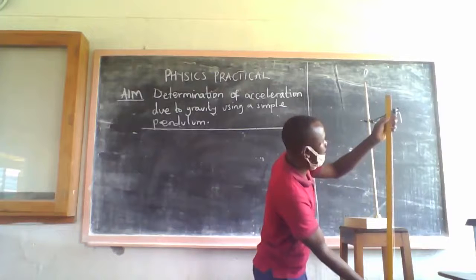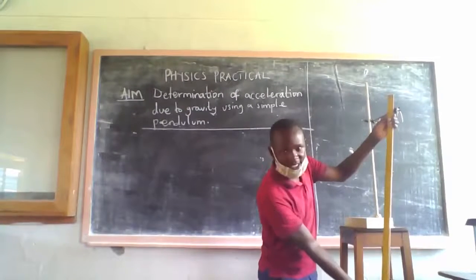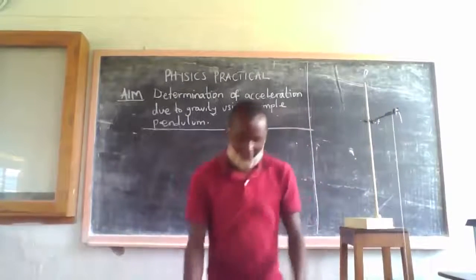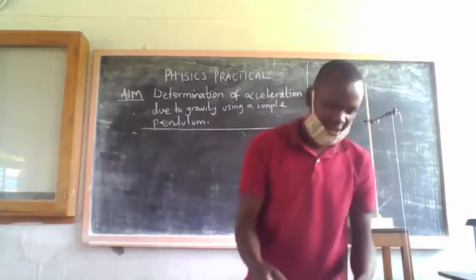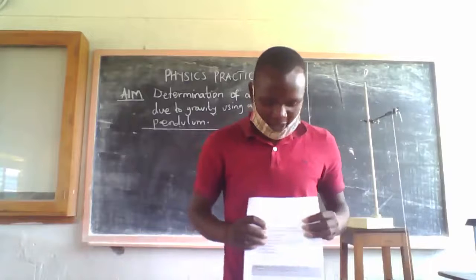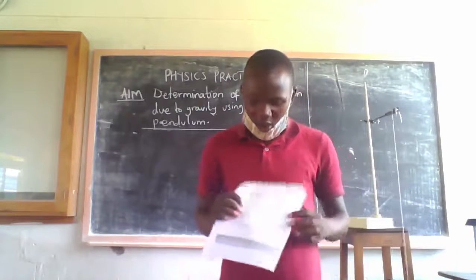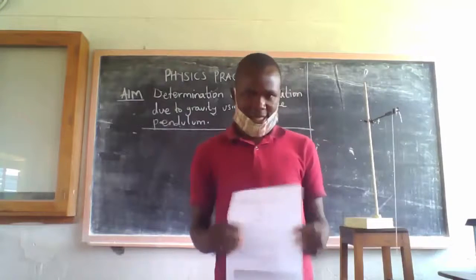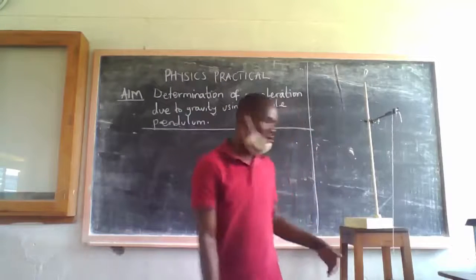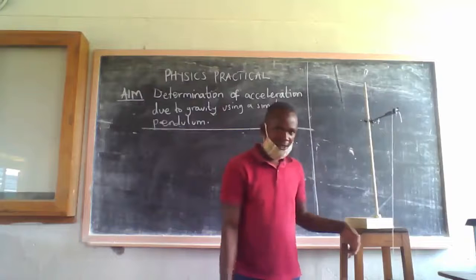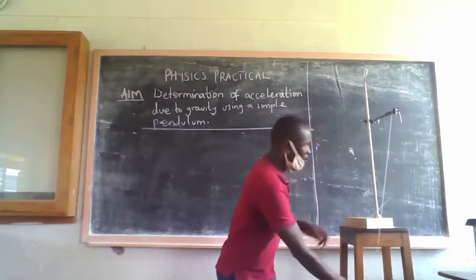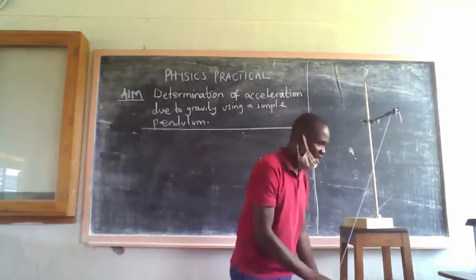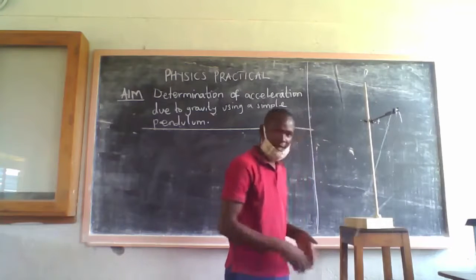So we can see that this is 90 centimeters. After getting 90 centimeters, the next procedure says displace the bulb through a small angle, theta, and then release the pendulum bulb to oscillate. So we shall displace this pendulum bulb slightly to a very small angle and then release it to oscillate.